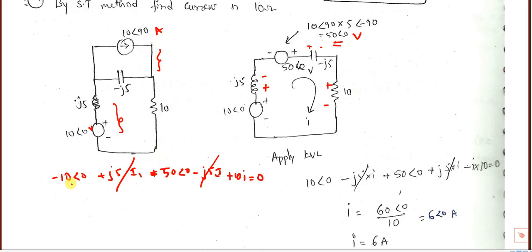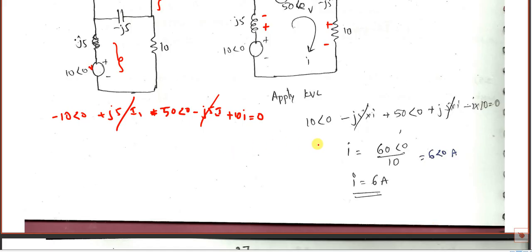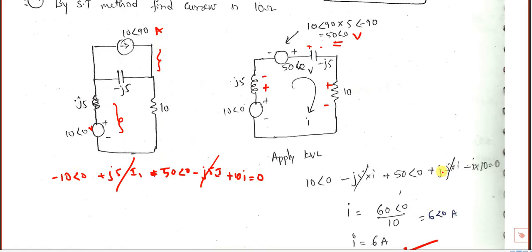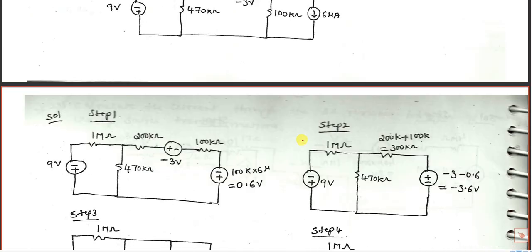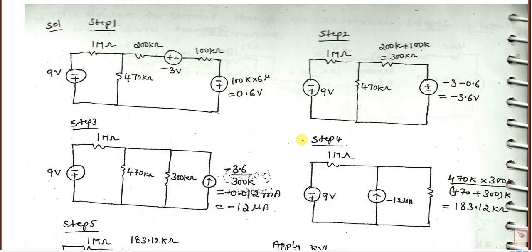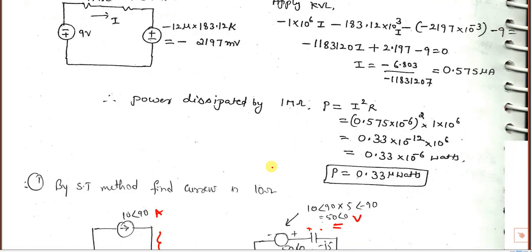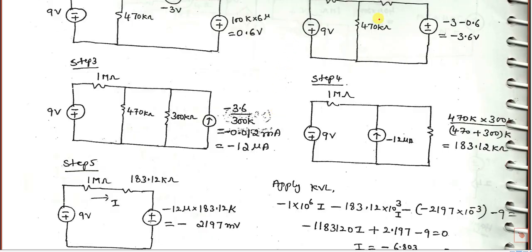This is 10 angle 0 and 50 angle 0, so it is 60 angle 0, and 10I is equal to 60 angle 0. I is equal to 60 angle 0 by 10, which is 6 angle 0 amps, or 6 amps. This was asked only one time in the exam. It is also important, read this also, and if you have time, repeat it. Okay, thank you. These are the important problems you can expect from module 1, source transformation. In the next video, I will explain star to delta and delta to star conversion problems.